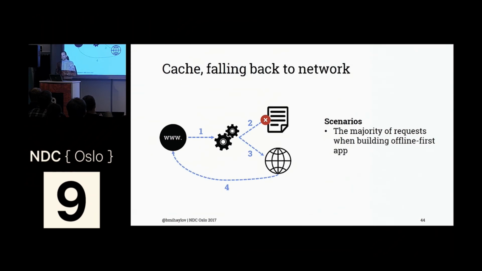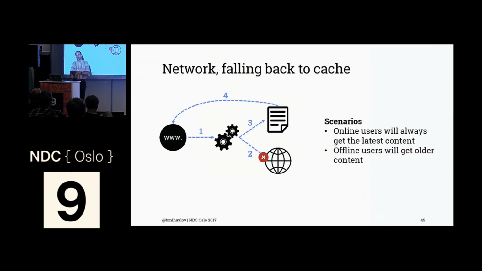Another way, which we also have in the example, is that on every request we try to get it from the cache, and if it's not there, then we make a connection to the internet. The majority of requests will be implemented using this strategy, and this is one of the most popular ones, right?